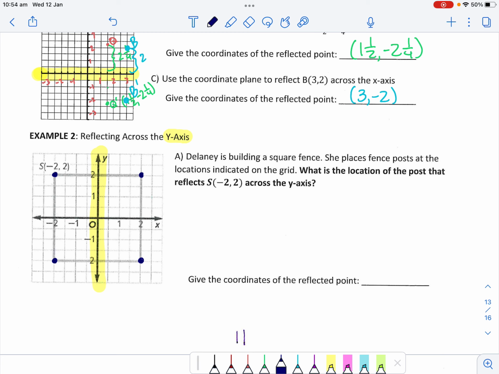So this time I want to count the spaces in between these 2 things. So I'm 2 spaces away. So I'm going 2 spaces away to this side. So this is going to be S prime. S prime is going to be at (+2, +2). So I can see that the x coordinate changed from -2 to +2.